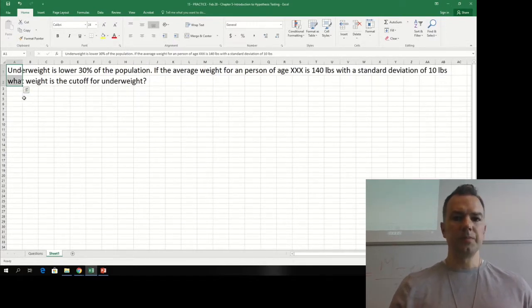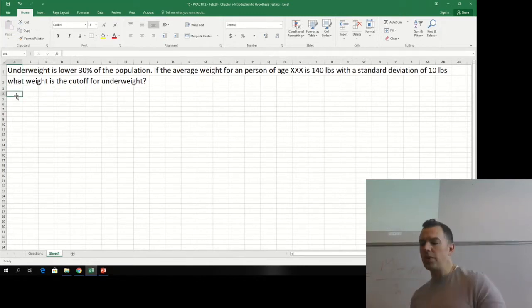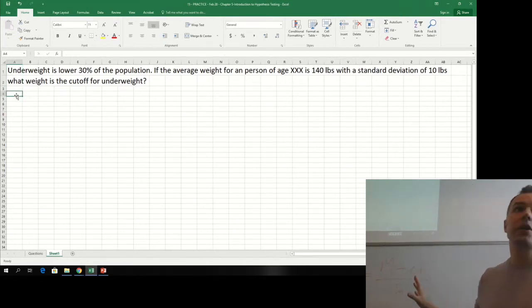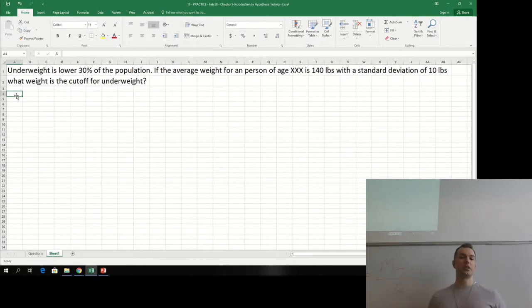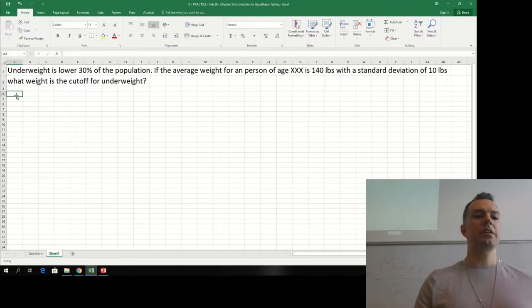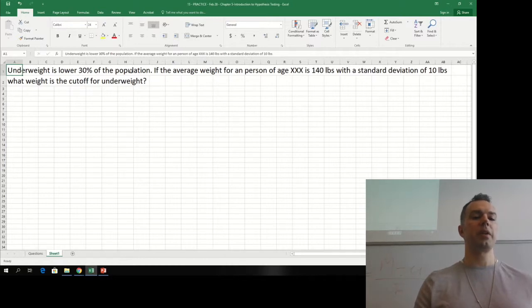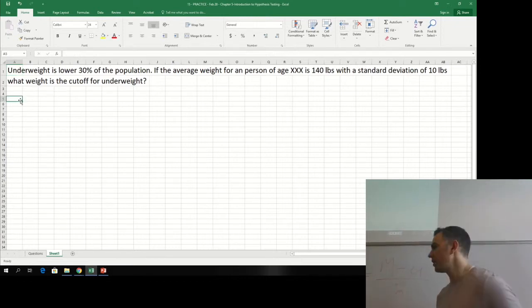All right. So the first thing to realize whenever you read a question like this, it falls into one of two categories. You are either given a percentage and they're looking for a raw score, or you are given a raw score and they're looking for a percentage. So the first thing you want to do is decide which one of those it is. In this case, we're starting off with a percentage, and it lets you know underweight is a lower 30% of the population. What raw score is the cutoff for being underweight?